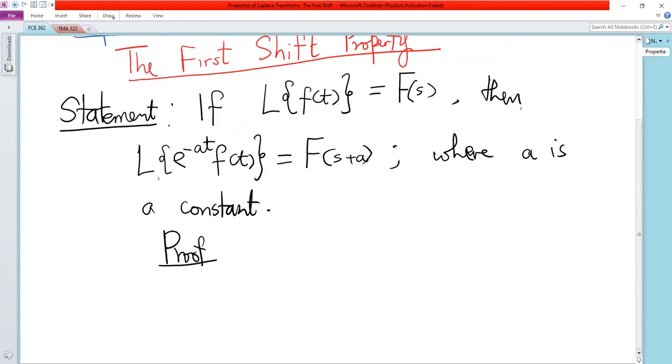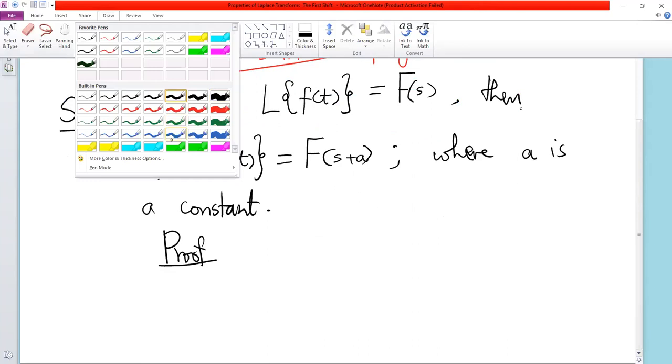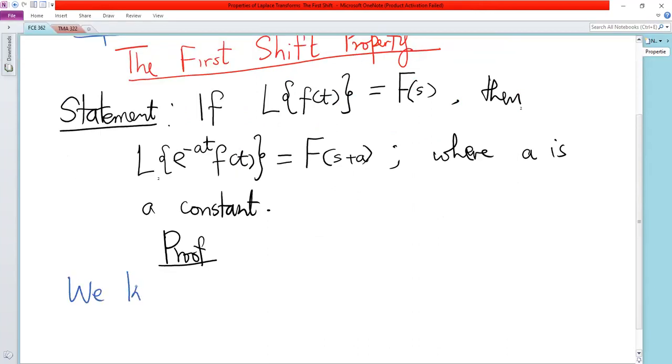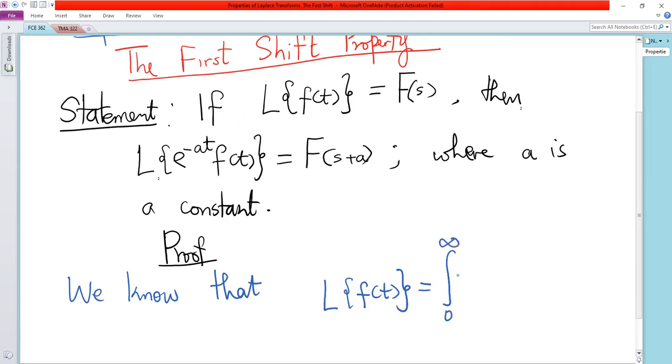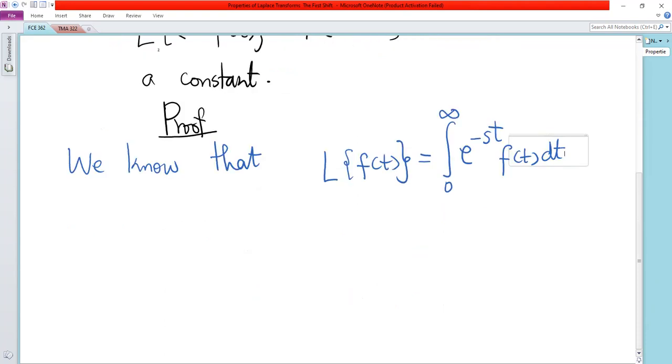So we know that the Laplace transform of f of t is given by the integral from 0 to infinity of e raised to the power minus st multiplied by f of t dt. And this is what we also represent as capital F of s.